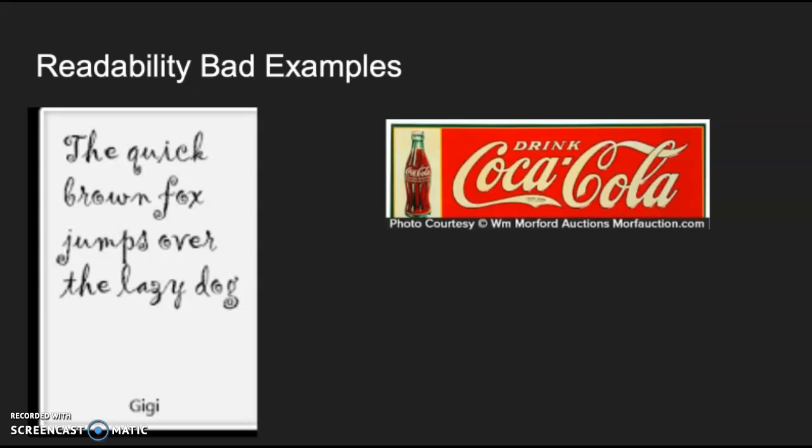And then Coca-Cola. I know it's easily readable because everybody knows it, but if you were looking at it the first time, you would probably think it's a G in the second word, where it says cola.